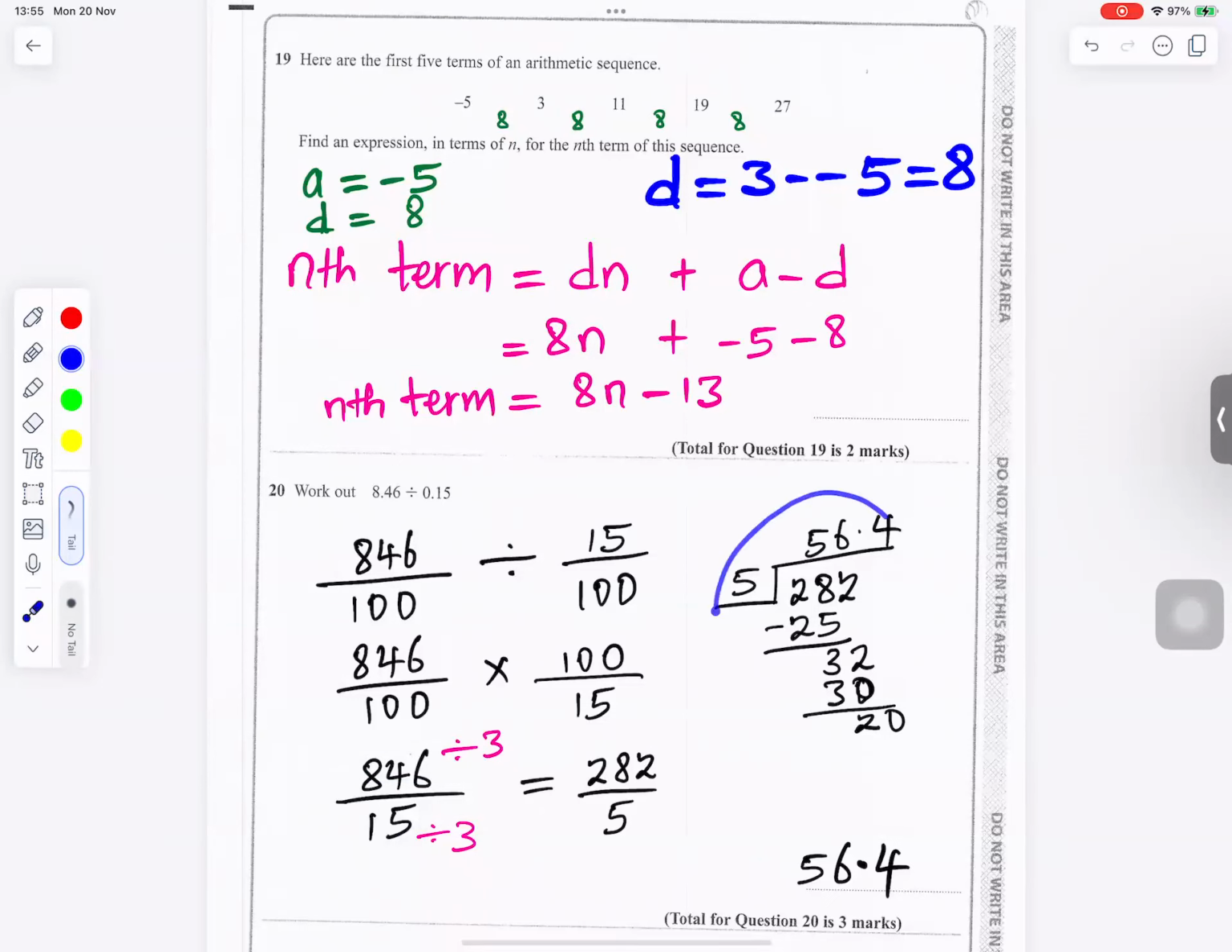Long division, 282 divided by 5. 5 goes into 28 5 times, remainder 3. Bring down the 2, 32. 5 goes into 32 6 times. And then remainder 2, put a decimal point and a 0. 5 goes into 20 4 times, so it's 56.4.